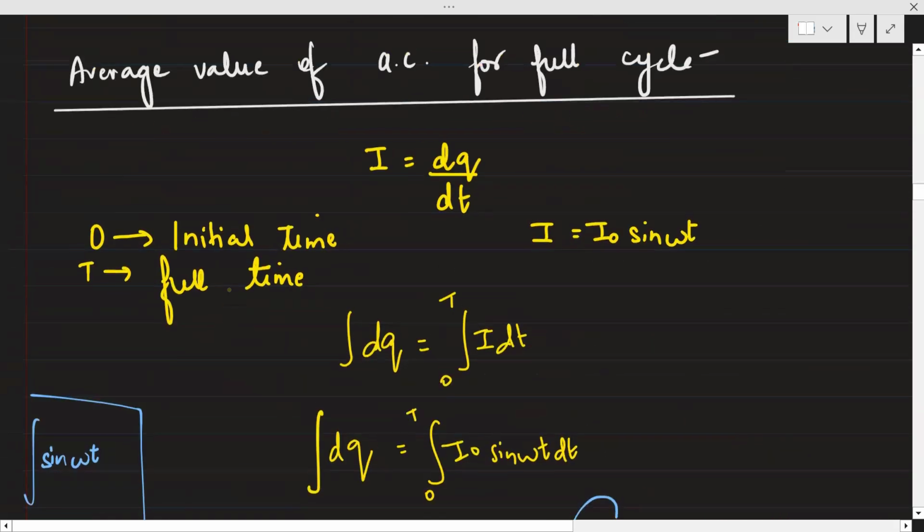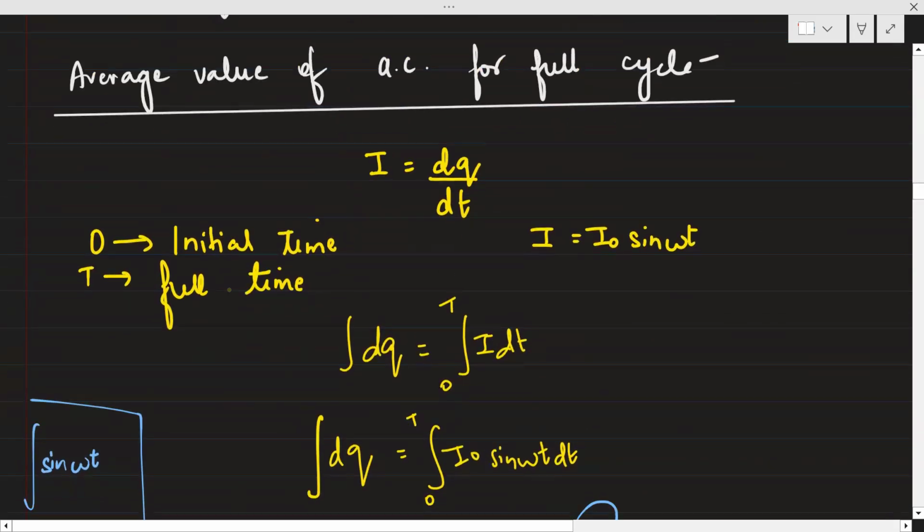Do one thing, take a screenshot of this. For the half cycle, I'll tell you when to copy. Just take the screenshot.